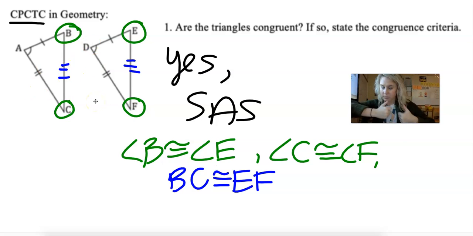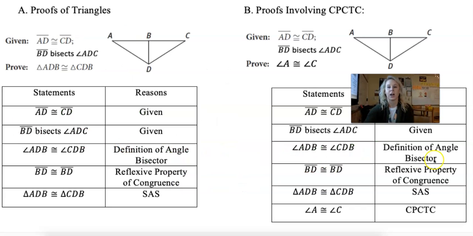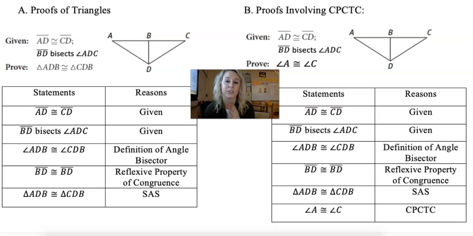Okay? All right, that is CPCTC in triangles. So let's look at proofs. All right, we have a proof on the left and we have a proof on the right. And hopefully you realize, it's the same picture, okay?